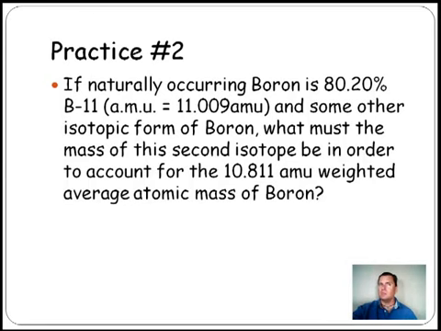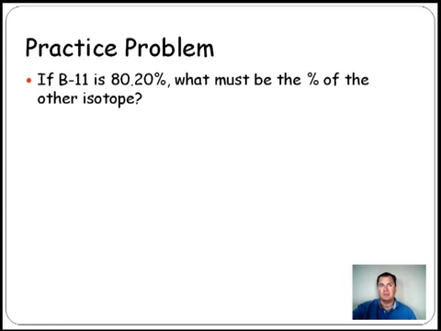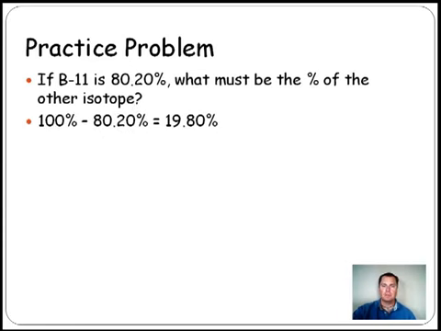Okay, first thing, we know the percent of boron 11. We need to figure out what's the percent of the second isotope. Well, we know percentages add up to 100. So do a little subtraction. Take 100 minus 80.2 and you get 19.8. That's the percentage of our second isotope. So now that we know that, we can set up our problem.